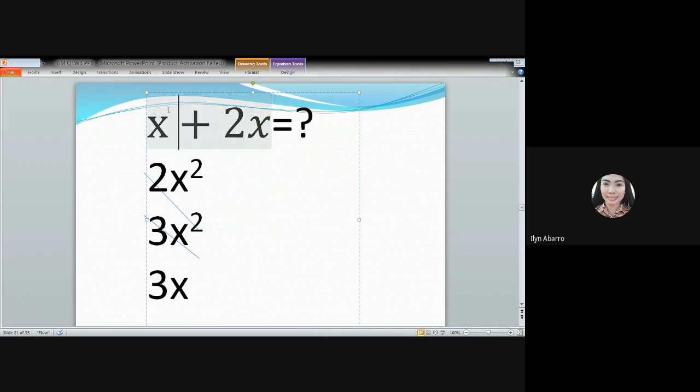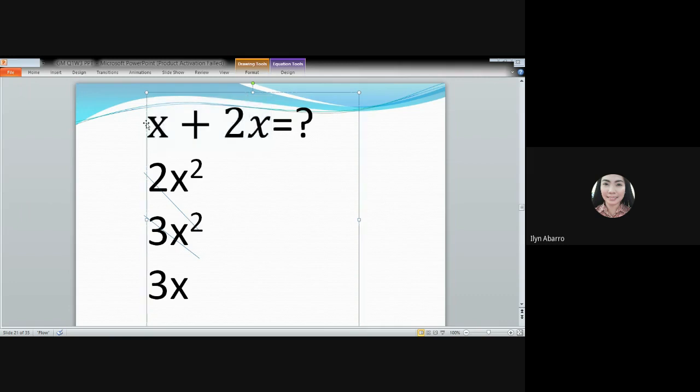1 yung kanilang exponent. Ganun ha? If there is no written exponent here, it is understood to have 1. And yeah, they are already similar. Whatever is the numerical coefficient with them, there is no problem with the numerical coefficient. As long as the variable and the exponent are the same, they are similar. We can add them. So how to add them?